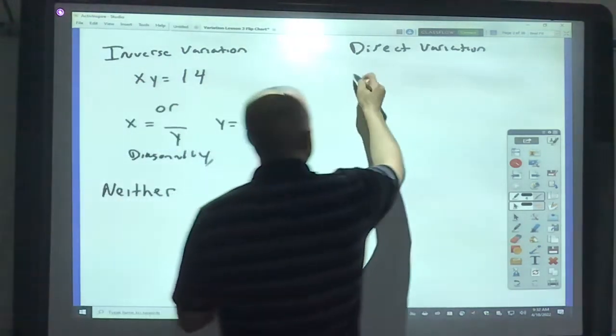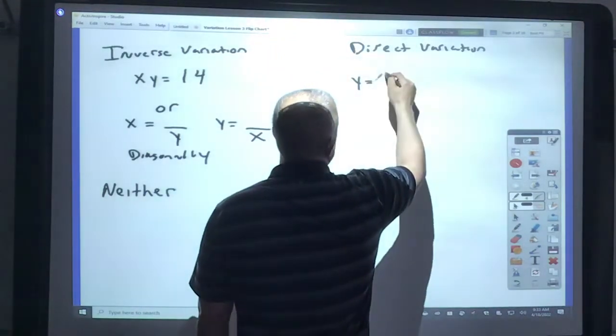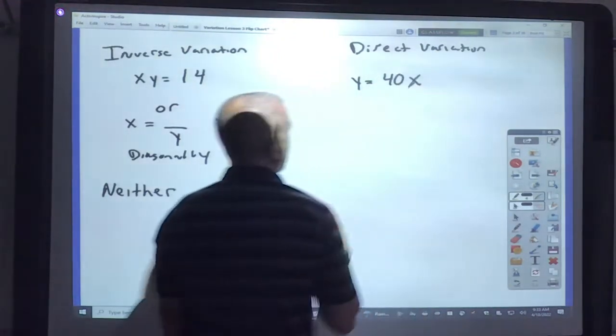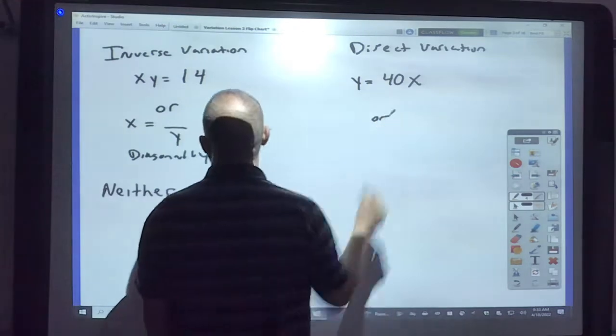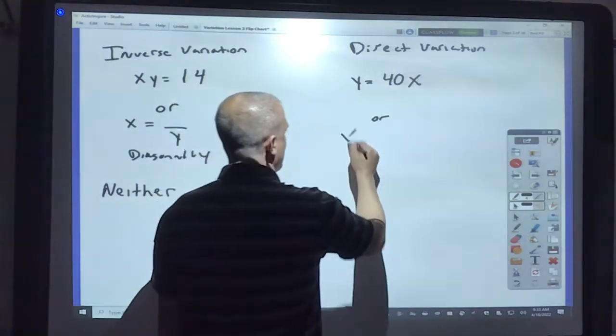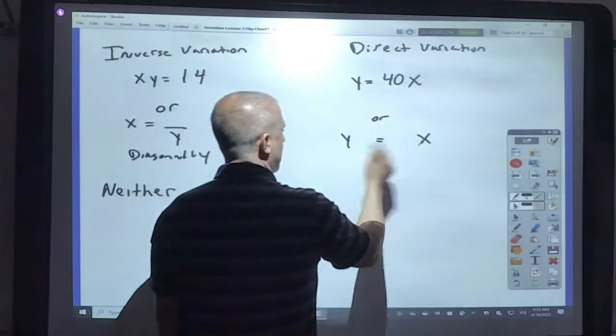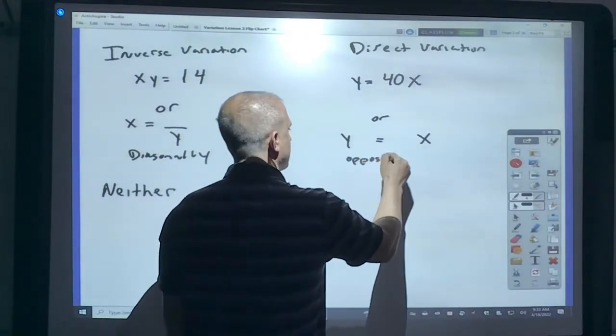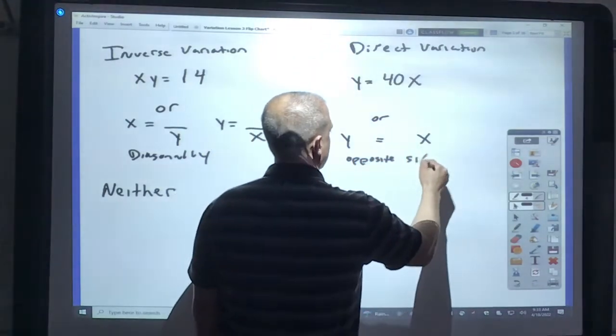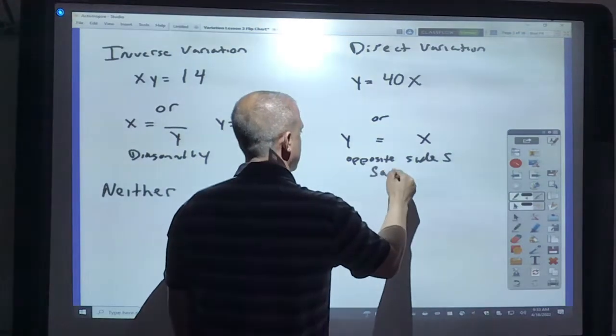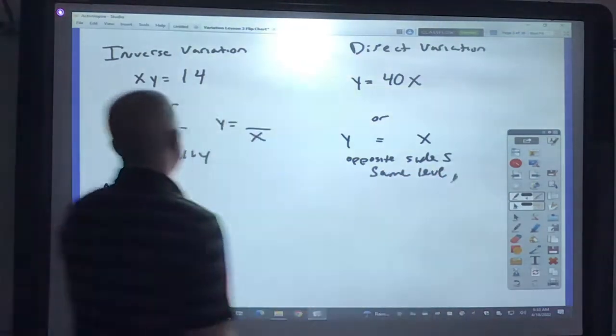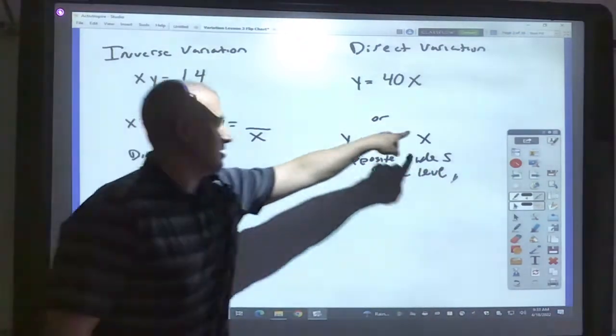For direct variation, the simple thing would be y equals x, or another way to look at it is when you have y and x on opposite sides, but on the same level. Okay, like not a fraction. So as you can see, x and y are on opposite sides, same level.